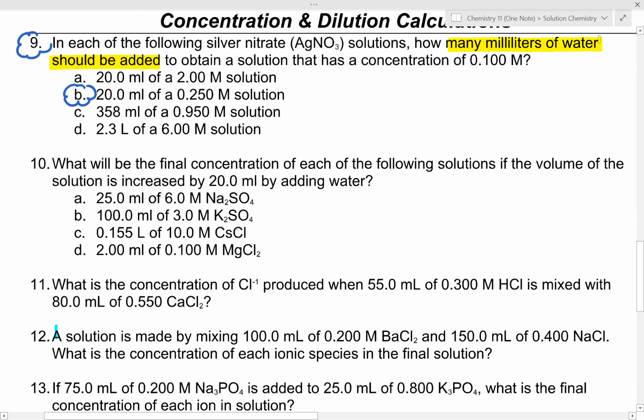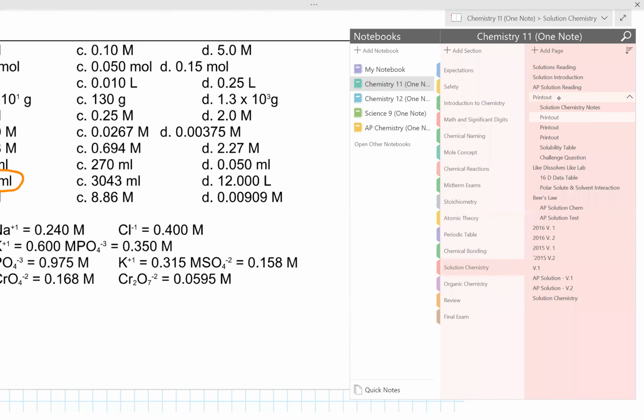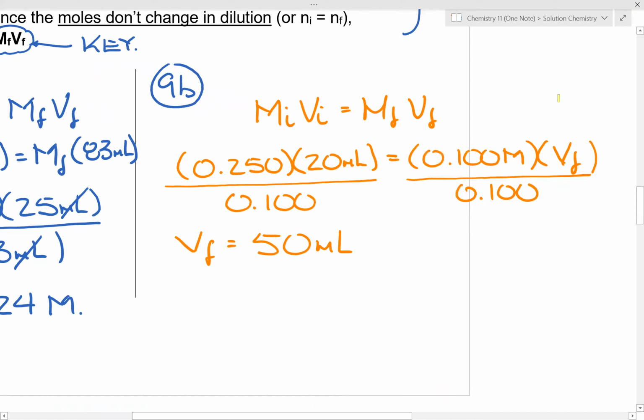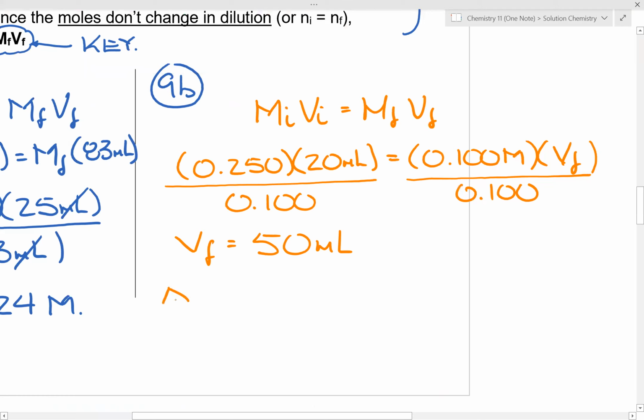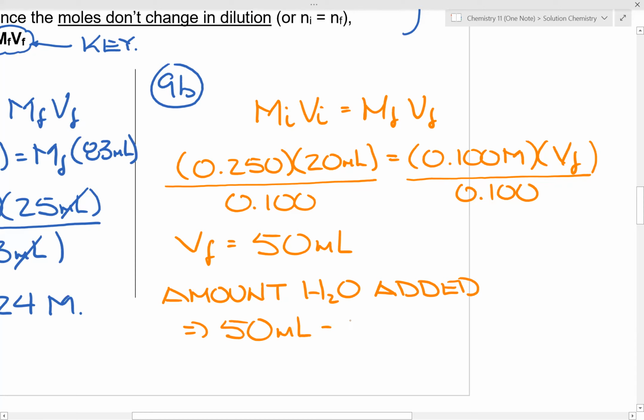should be added. So when you did your solution, this 50 mL is basically the entire final solution. So to find out the amount of water, H2O added, what we would do is take 50 mL minus the original 20 mL, and that would give me 30 mL.